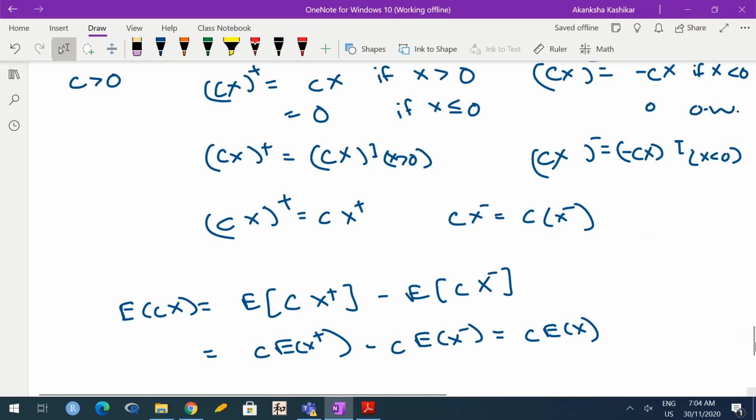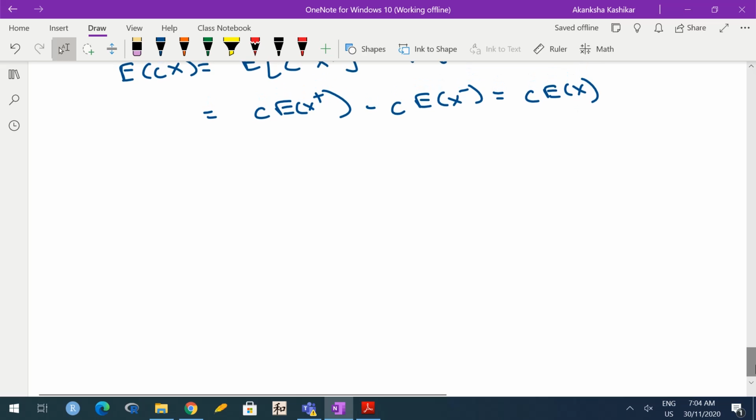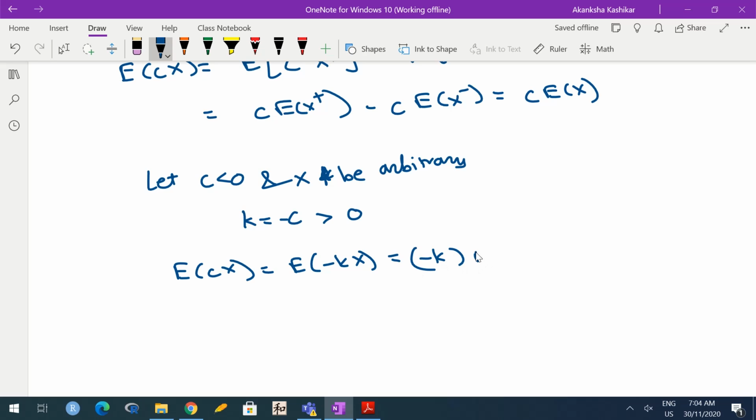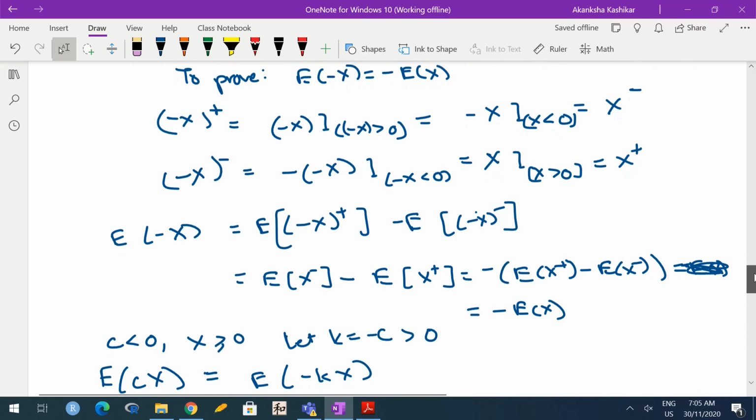So now the only case that remains is c is negative and x is arbitrary. So let c be negative and x be arbitrary. Now c is negative, so again we'll introduce k as minus c, so k is positive. Expectation of cx can be written as expectation of minus kx. Again it would become minus k expected x. Let me check if we have proved it for general x or only for negative. Yeah, we have proved it for general x, right?